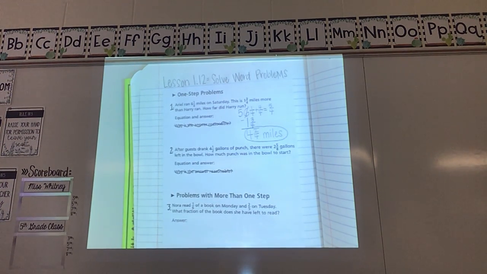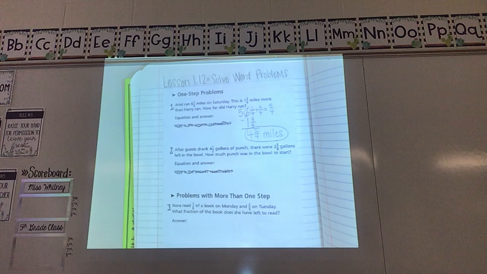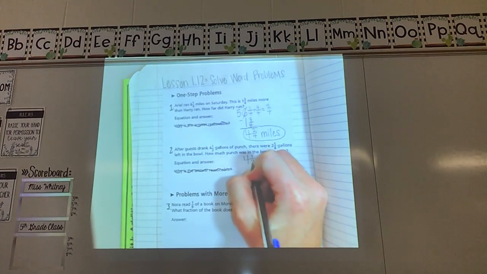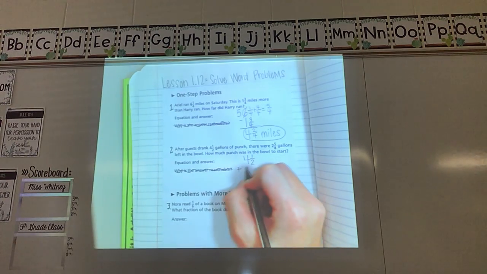After guests drank 4 1/2 gallons of punch, there were 2 5/8 gallons left in the bowl. How much punch was in the bowl to start? I'm going to read it again. Think, are we adding or subtracting to get the answer? After guests drank 4 1/2 gallons of punch, there were 2 5/8 gallons left in the bowl. How much punch was in the bowl to start? Well, in order to figure out how much there was before anyone drank any, we would need to add those together. So I'm going to stack them up. 4 1/2 plus 2 5/8.